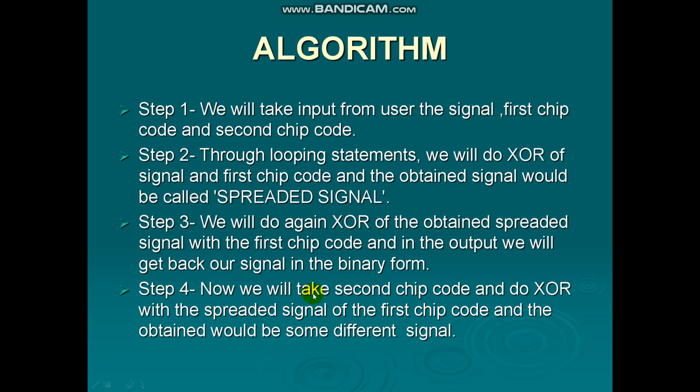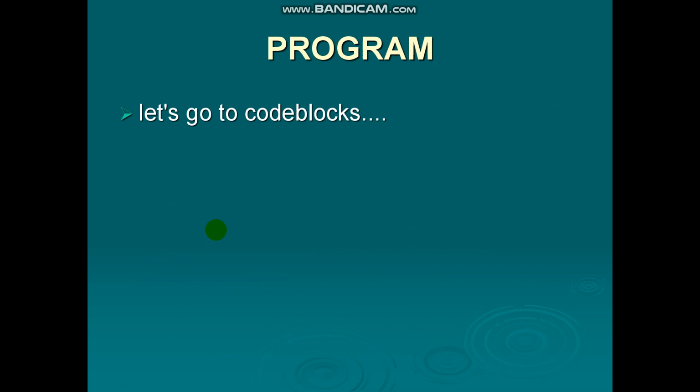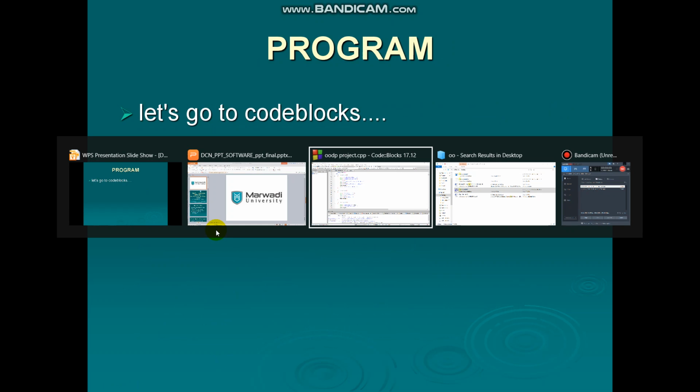In step 4, we take the second chip code and perform the XOR operation of the spread signal with the second chip code. After this operation, we get a signal which is completely different from the signal sent by the user. Let's go to Code::Blocks where our C++ program is.